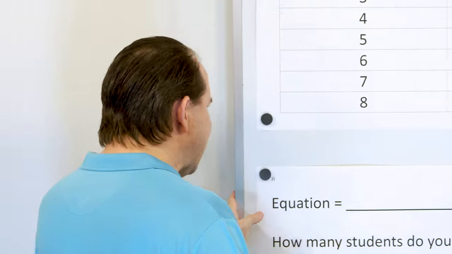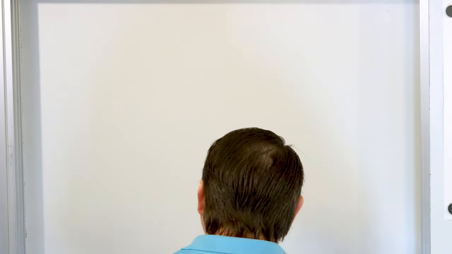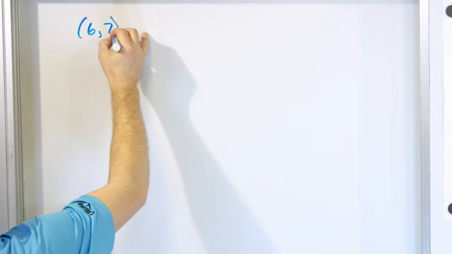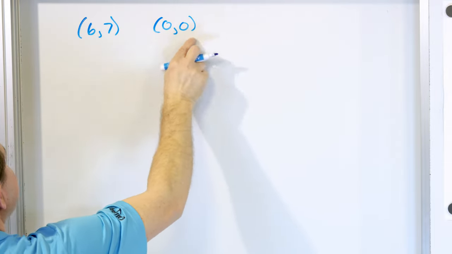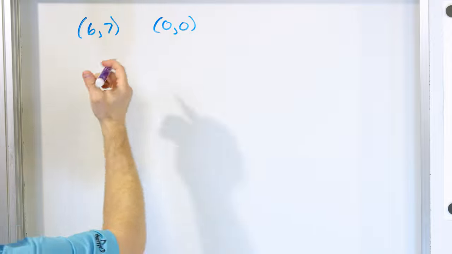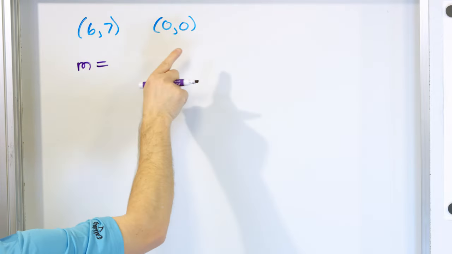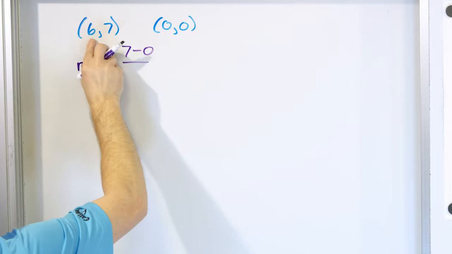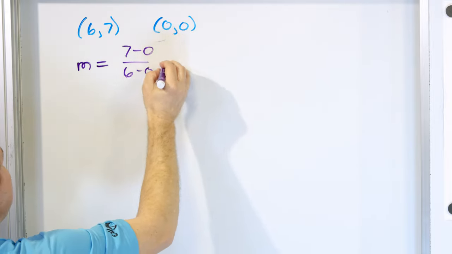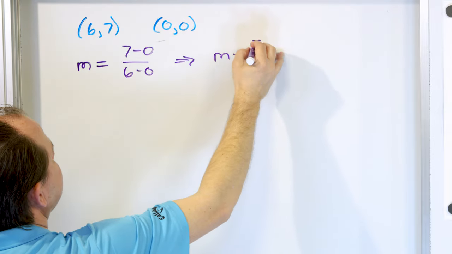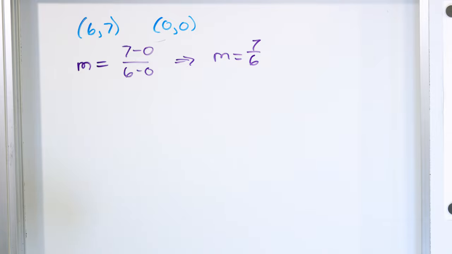So I can see that this line goes through the point 6, 7, and it goes to the point 0, 0. This is not one of my data points, but I can see that it does go through there. So what's the slope of this line? I can subtract any way I want. So I'm going to say 7 minus 0, subtract the y's, and subtract the x's, 6 minus 0. And so the slope is 7 on the top and 6 on the bottom, right?